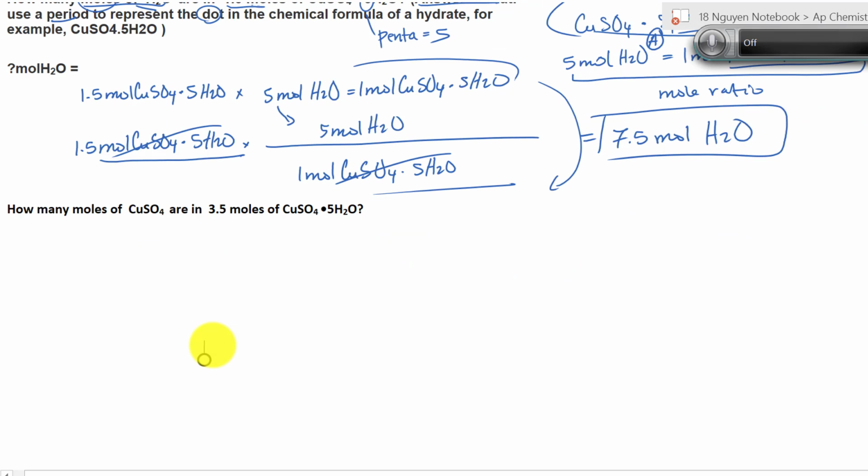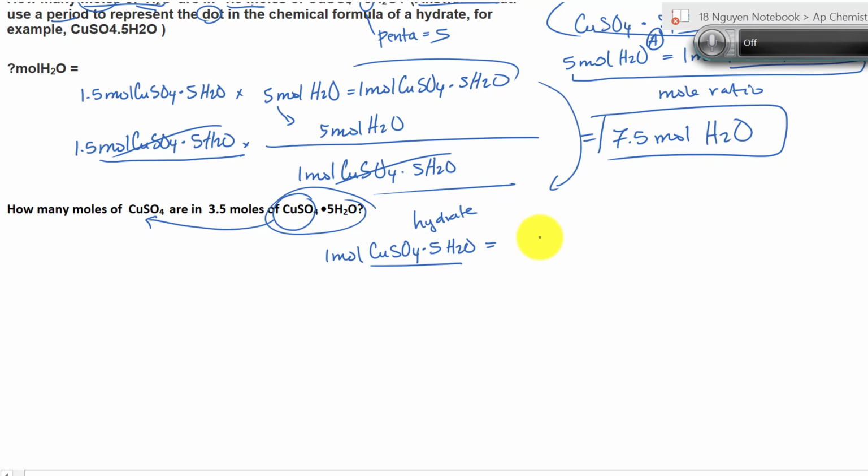Now let's try the last problem together. How many moles of copper sulfate are in 3.5 moles of copper sulfate pentahydrate? So again, this is that part right there, okay? And from here, we can write a mole ratio. Basically, one whole entire thing, 1 mole of this CuSO4, 5 moles of water. So this is a hydrate, as I mentioned before, okay? This is equal to what?